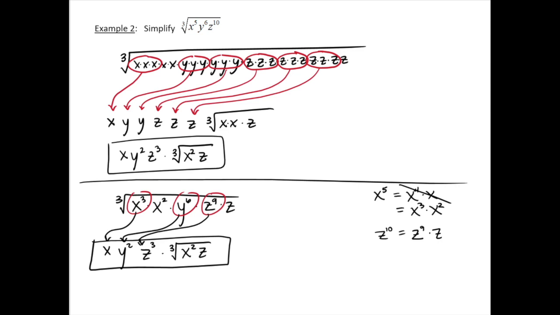Now let's end with an example that has both numbers and variables. In this example, we're going to simplify the cube root of 54 times p to the 8th power times q to the 15th power. Let's start by factoring out all of the perfect cube factors.